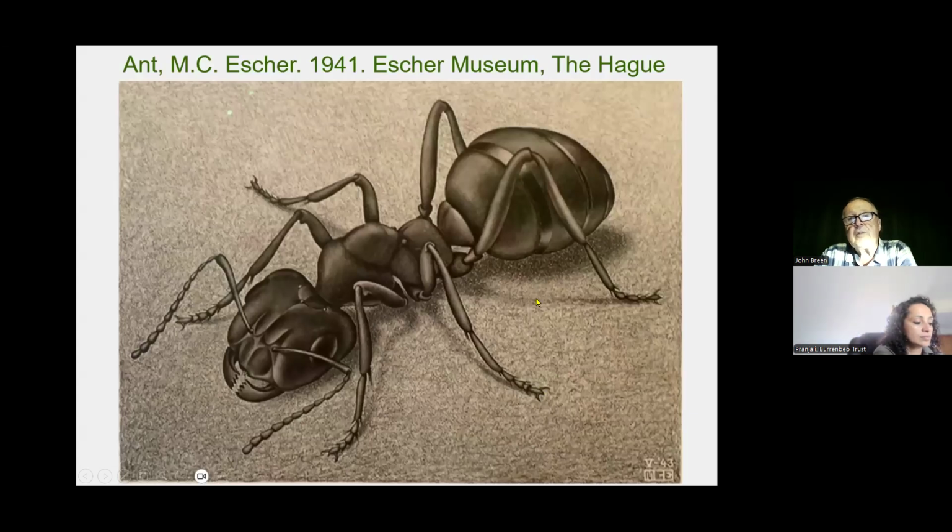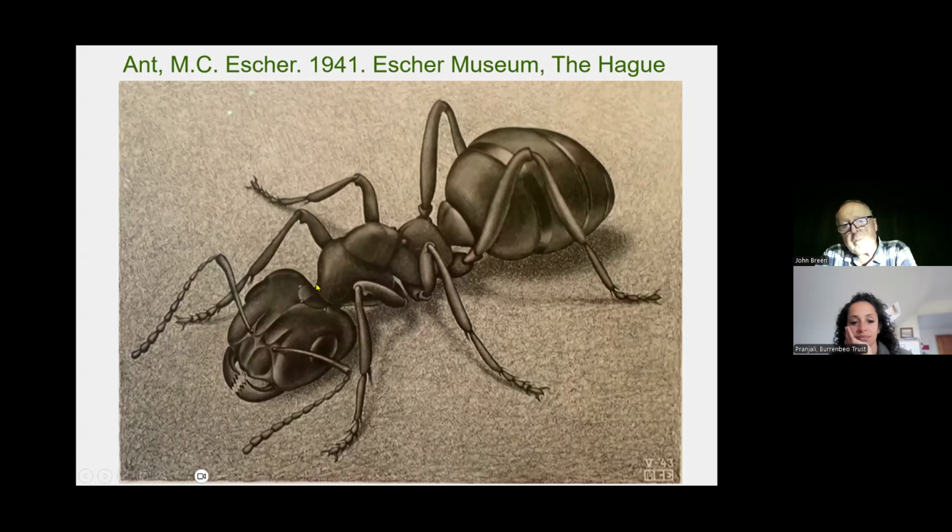I visited this museum in The Hague two years ago, and I had collected posters by Escher when I was a student once upon a time. I didn't realize he had produced one on ants. And I can tell you that all the details are correct: there are five parts of the tarsus here, and there are 12 segments on the antennae.